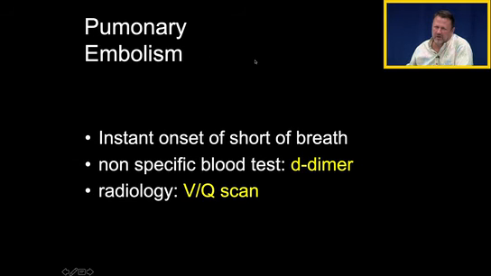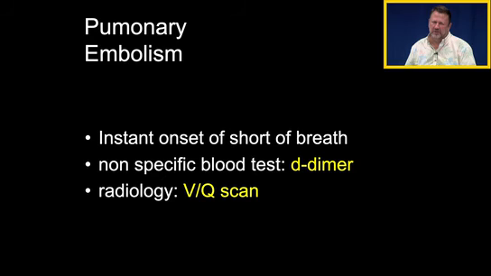Something else to know that we use these drugs for is pulmonary embolism. They can have instant onset of shortness of breath. Now, people with pulmonary embolism, maybe it's not instant onset, but when somebody goes from breathing normally to short of breath just that fast, then we know that's pulmonary embolism, and we'll be on the lookout for that. There's a blood test we can get that tells us it's a byproduct of clotting. It's called a D-dimer.